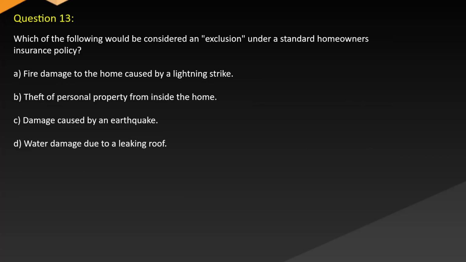Question 13. Which of the following would be considered an exclusion under a standard homeowner's insurance policy? A. Fire damage to the home caused by a lightning strike. B. Theft of personal property from inside the home. C. Damage caused by an earthquake. D. Water damage due to a leaking roof.